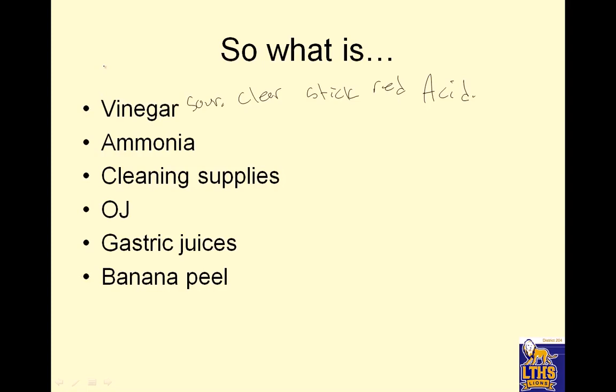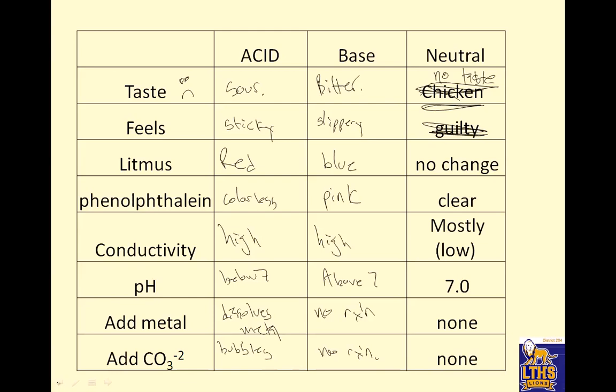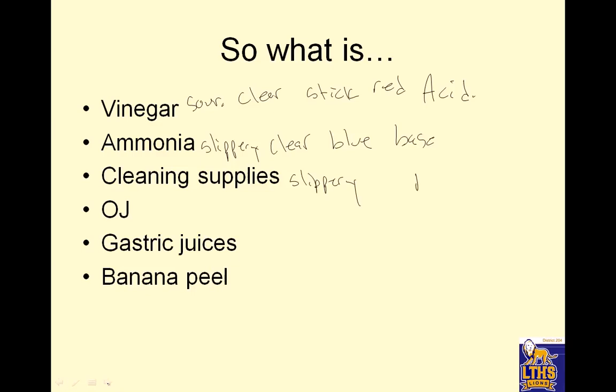Ammonia is a cleaning substance. It's slippery, like most cleaning soaps. It's clear, which doesn't really help me much. And it turns litmus blue. It is a base. Cleaning supplies like soap: soap is slippery because it cleans you. Soap can clean you, and it feels slippery. And which one feels slippery again? Slippery is slippery. That's a base.